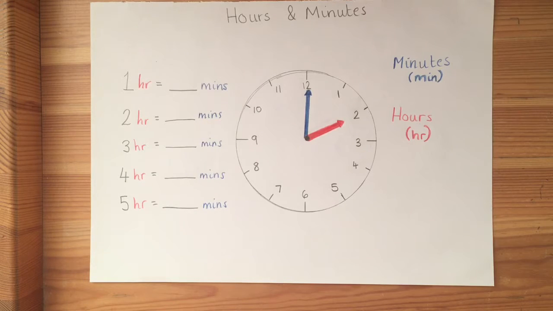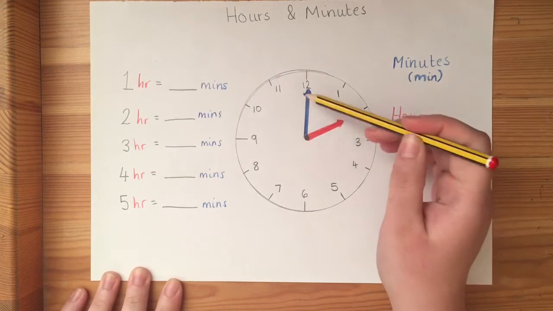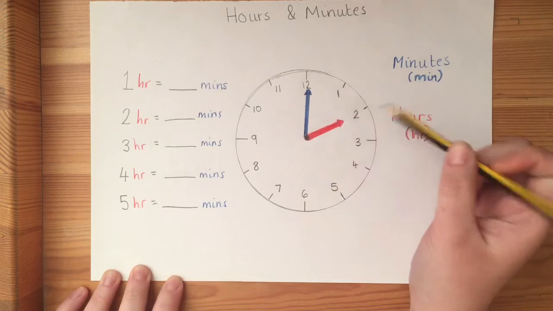To a Year 4 edition of Teach Time Maths. So today we're going to be looking at hours and minutes and how to convert between them. So here I've got an analogue clock. Analogue just means that there's 12 hours on this clock.